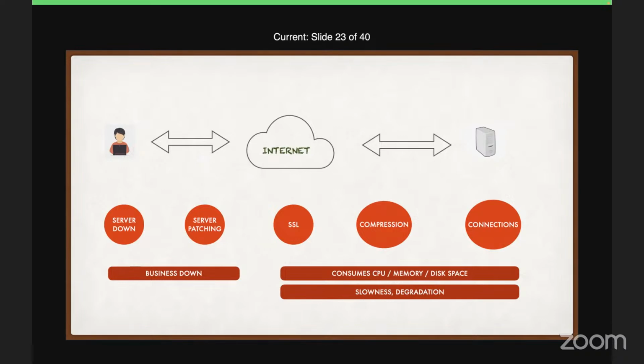One of the tasks is SSL. SSL is doing all the encryption and decryption part. It's very resource consuming on the server. There are case studies that if you just install 3 or 4 servers, it's gone. So SSL is going to degrade the performance if we do it on the server. Then compression is another thing.